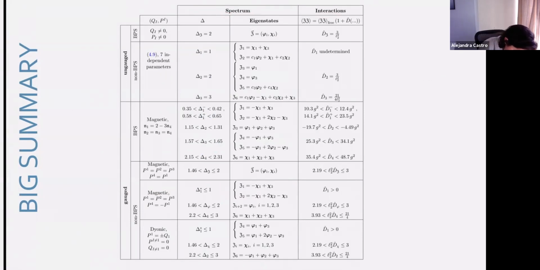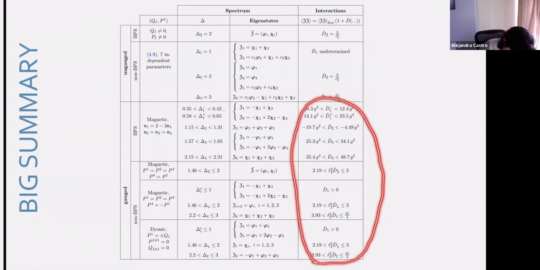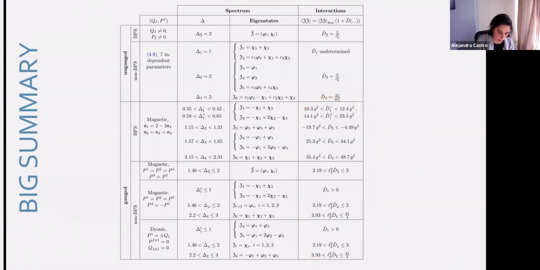This table is split in two. Here the top is the ungauged case, and here at the bottom is the gauged case. Here they list what the values of these interactions are. We wrote the ranges because the formulas are not very pretty. They're quite nasty, but they're computable. You can compute what this d tilde is as a function of the charges and the cosmological constant. But we thought that it was more instructive, for the purposes of the table, to just report the ranges.